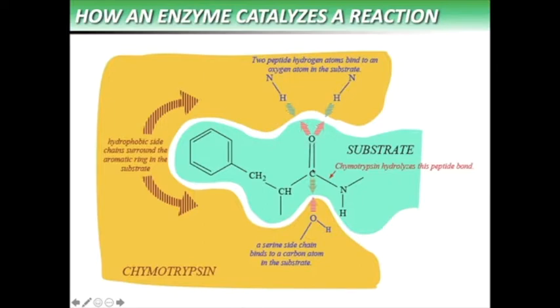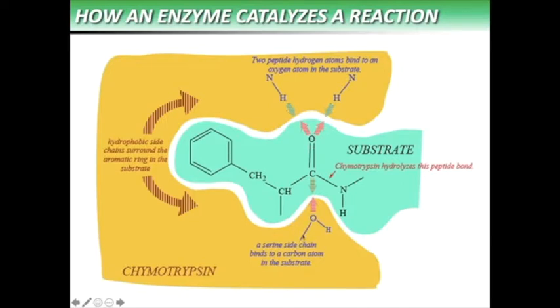And on the other hand, over here where the carbonyl is located, you've got two peptide hydrogen atoms that bind essentially to the substrate. So you've got a hydrogen bonding attraction forming between each of these. You've got the positively charged H's and the negatively charged O.